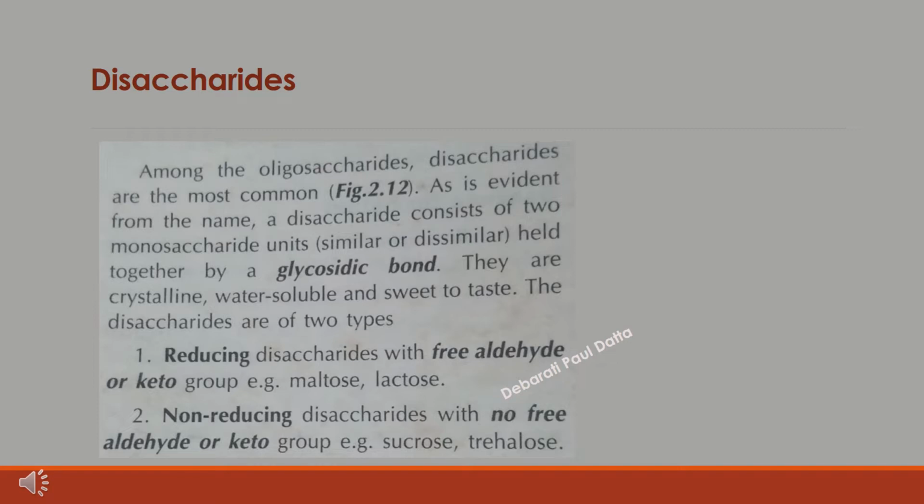The disaccharides are of two types. One is reducing disaccharides and the other is non-reducing disaccharides. Reducing disaccharides have a free aldehyde or keto group. What are the examples? Maltose, lactose, etc. Non-reducing disaccharides don't have any free aldehyde or keto groups. Example, sucrose.